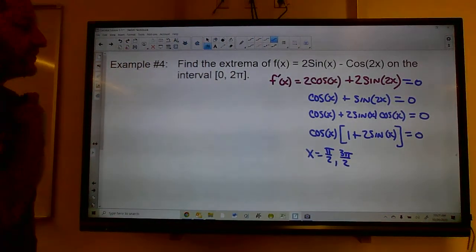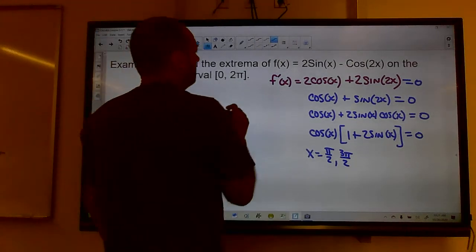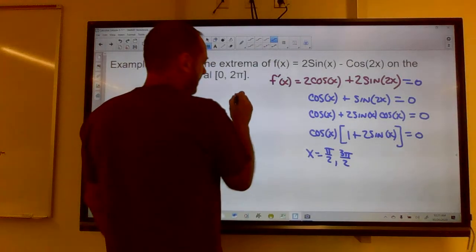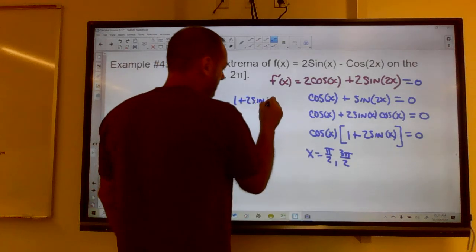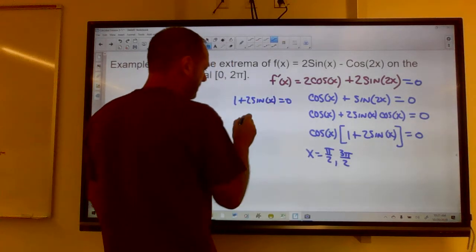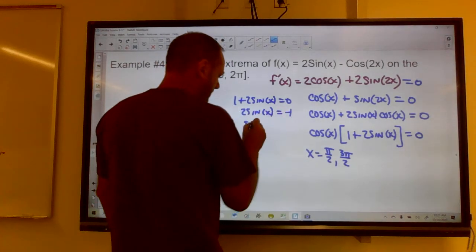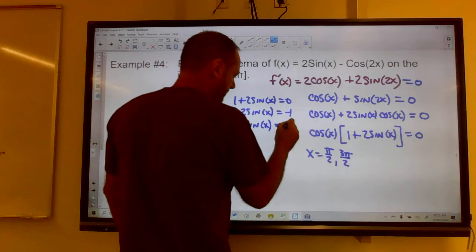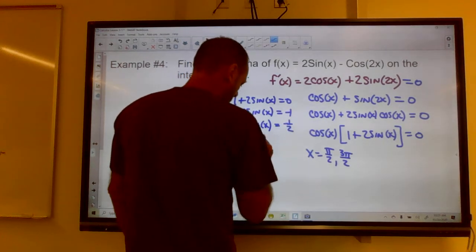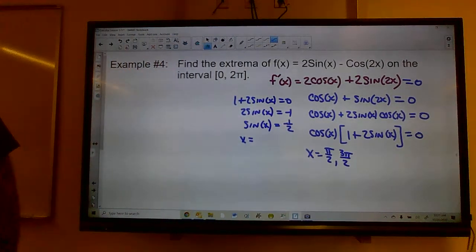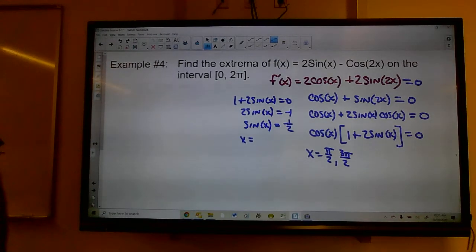Then 1 plus 2 sine x, we've got to figure out when that's equal to 0. So 1 plus 2 sine x equals 0. 2 sine x is negative 1. Sine x is equal to negative 1/2. So there, x is going to be 5 pi over 4, and I'm sorry, 7 pi over 6 and 11 pi over 6.